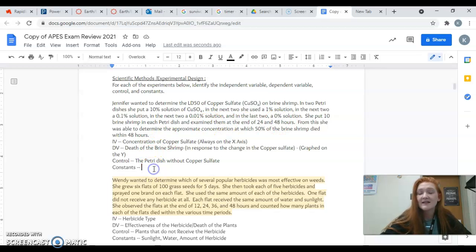And then the constants, experiments should also always have multiple constants because you only ever want to measure one variable at a time, okay? In this, we're measuring the shrimp's response to copper sulfate solution and copper sulfate solution only. So you can never measure two variables because you'll never be able to tell where your results come from. So you want to keep everything else the same. So for constants for this one would be amount of shrimp in each Petri dish.